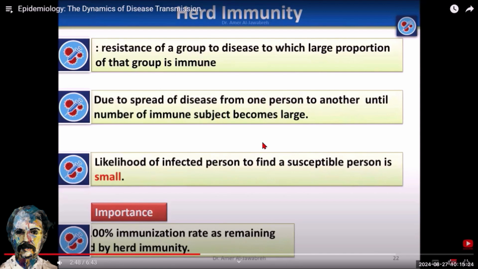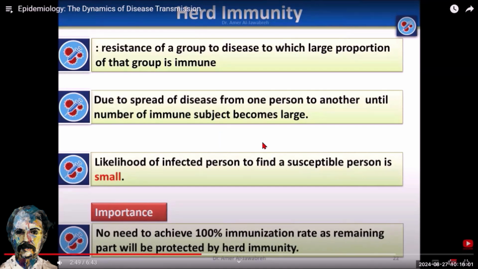What is the practical aspect of herd immunity? Where do we use herd immunity in medicine? We use it in vaccination. In other words, it's not necessary to vaccinate 100% of the population. You can vaccinate 95% and it's okay. Why? Because the remaining 5% are protected by the 95% vaccinated people. That's the practical aspect of herd immunity in medicine. By the way, this is a concept in epidemiology, medicine and immunology.